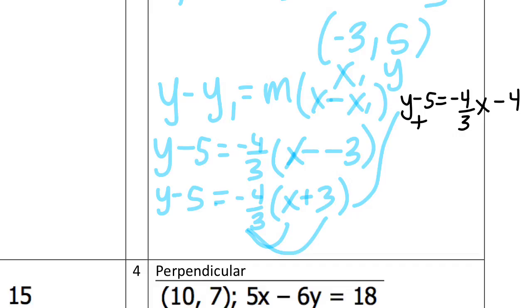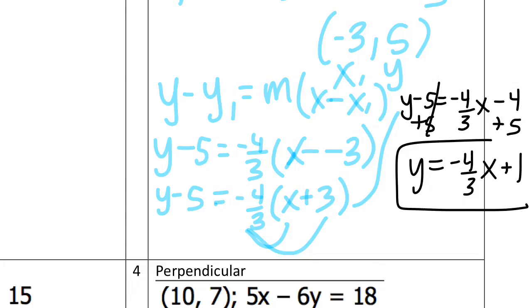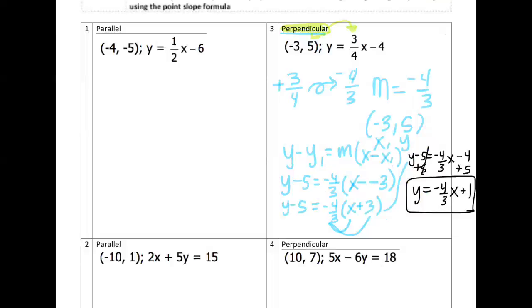Next thing I do is I add 5 to both sides. I get y equals -4/3 x plus 1. And there you have it. This is the equation of the line that is perpendicular to our original line, and it goes through this point, which means that this point is a solution to this equation. If I were to plug in -3 for x, then this part right here would end up equaling 5.